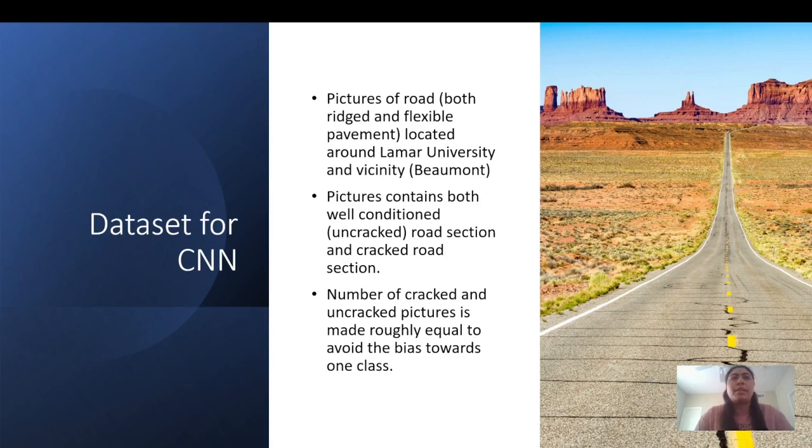So talking about the data set, for this assignment I have used pictures of the road. The roads are both flexible and rigid roads, and the pictures I took were from around Lamar University's roads, and some around my apartment as well. So basically the dataset is collected within the Beaumont area. The pictures contain both good conditions, which is the road without any cracks on it, and the road sections which have cracks on it.